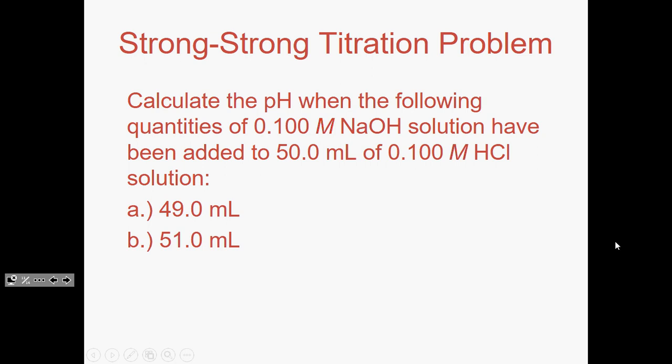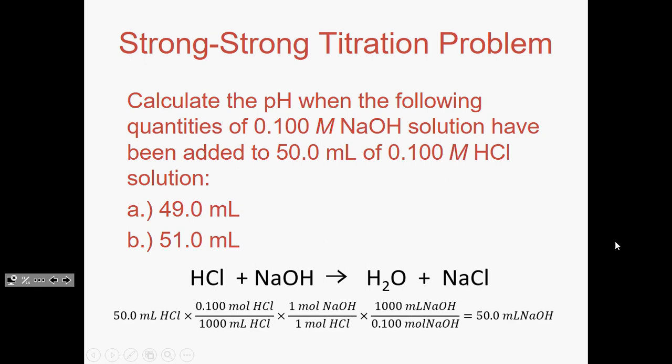So the first thing we need to do is write the neutralization reaction. It's HCl and NaOH, so it's a nice simple 1-to-1 stoichiometry. And then you convert your volume of your acid to moles, then moles of acid to moles of base, and then use the molarity of the base to convert that mole amount of base to the volume. So up front here, I can do this calculation right away, and I can see that after I do the stoichiometry, I know I'm at the equivalence point at 50.0 milliliters.